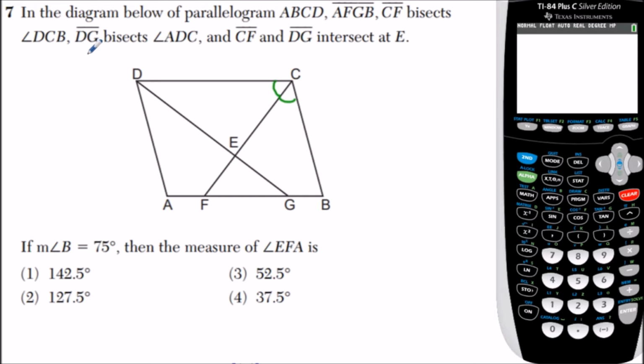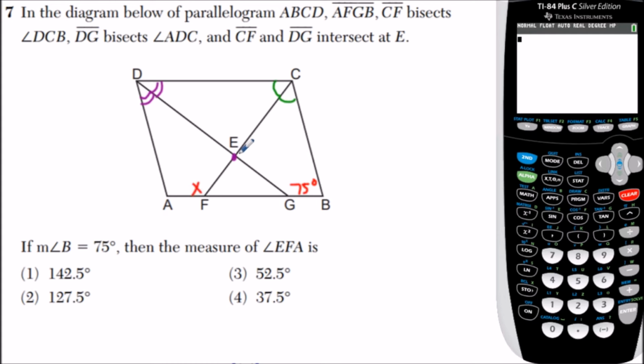The next thing we're told is that DG, this line, bisects angle ADC. So that would tell us that this angle here and this angle here are exactly the same. And the two lines drawn in intersect at E. So we also know that angle B is 75 degrees. And what we want to find is the measure of angle EFA. So we're going to call this x, and we're going to try to solve for x.